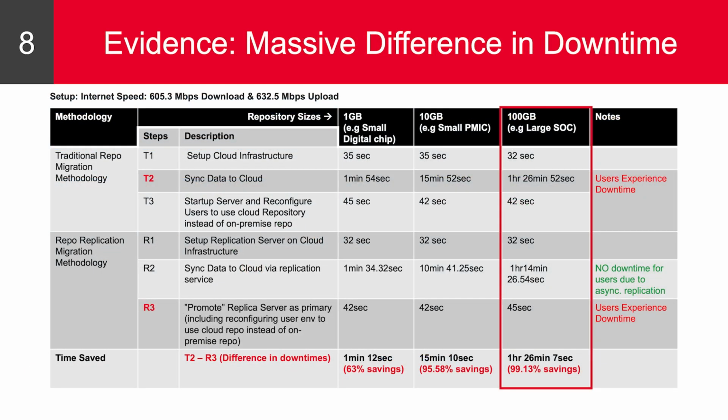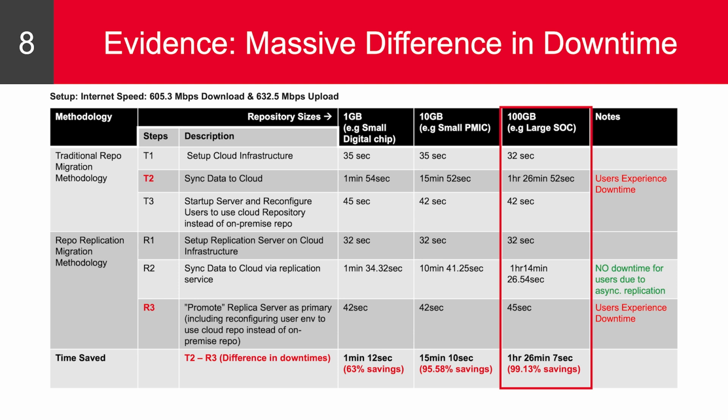And here's the data from our experiments. We ran with 3 different sets of data. We had a small digital chip with 1 gigabyte, and then we used a small PMIC, whose data was about 10 gigabytes, and then we had the large SoC with 100 gigabytes. And you can see the comparison of T1, T2, T3 steps, and R1, R2, and R3.